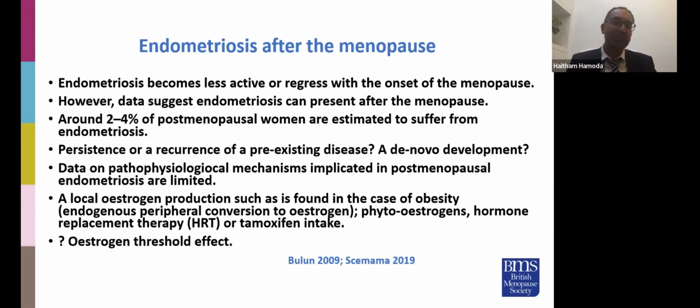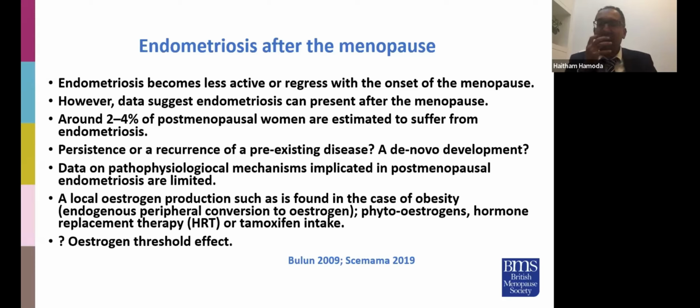So if we move on to the next part and ask, what happens with endometriosis after the menopause? As we were saying, it's an estrogen-dependent condition. And of course, estrogen levels are generally high in the reproductive span. As an individual goes into menopause, estrogen levels become less. So generally speaking, endometriosis becomes less active and regresses with the onset of the menopause. But it can continue to grow, and the data do suggest that endometriosis can be present after the menopause.